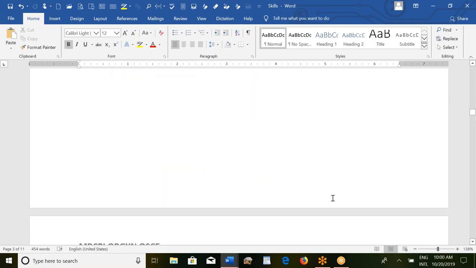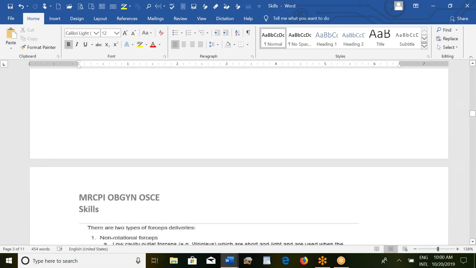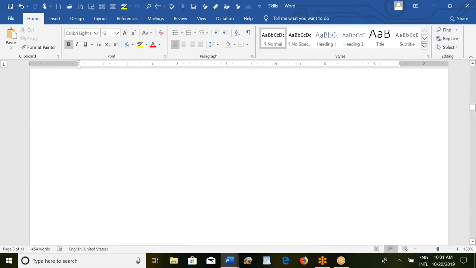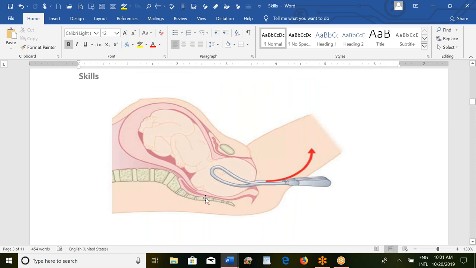So, how many different types of forceps can we use? We have the outlet, the mid cavity, and the rotational forceps. High forceps we don't use. When we are talking about the indications, the head should be at +2 station or more. If it is at +2 or more, you will do this delivery in the delivery room. If it is between +1 and +2, you will go to the OR, or if it needs traction of more than 45, go to the theater. And if the head is between 0 and +1, then you should abandon this idea and go for a cesarean section.